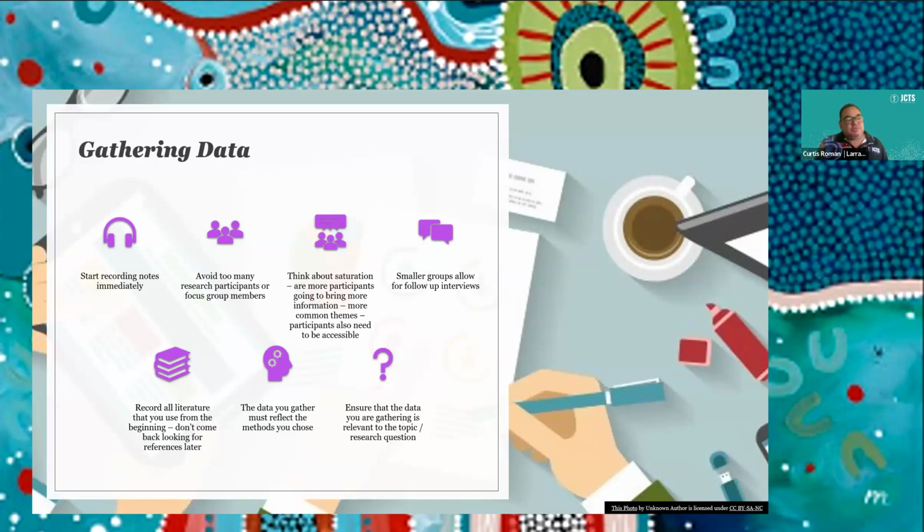Avoid too many research participants or focus group members. Often people will say, well, I need to get 100 people to do this research. No, you don't need to do that. Sometimes you only need 5 or 6 people. Sometimes you only need 3 or 4, depending on the nature of it. It's a lot easier to have ongoing conversations with smaller numbers. It's a lot easier to write up what they're saying, to analyse what they're saying.